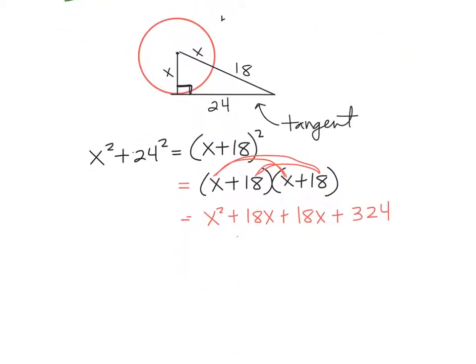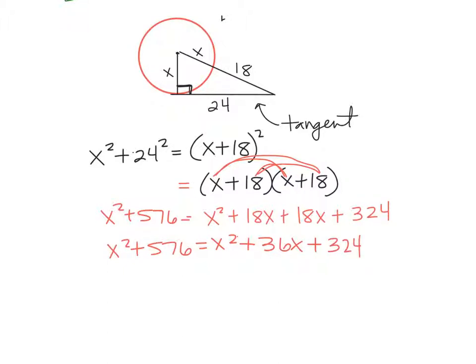That's 24 squared, 576. Okay, so right now it looks like this. If we simplify again, it's x squared plus 576 equals x squared plus 36x plus 324.